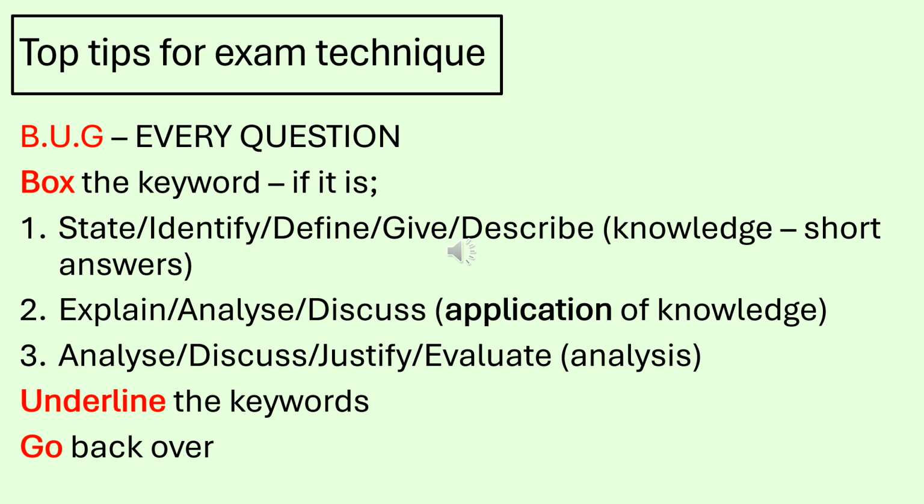Once you've boxed the keywords, so you know the level of information that's required in the answer, then you need to underline the keywords. And this is really important to make sure we don't have any misconceptions. So if there's a question about tennis, to make sure that we're not talking about a rugby game or a football game. And then go back over and read the question as a whole so we know what the question's asking. And in addition to that, I would also highlight how many marks the question's worth. If it's worth 3 marks, you need to have 3 bits of information. If it's worth 5 marks, you need to make sure you've given at least 5 pieces of information.